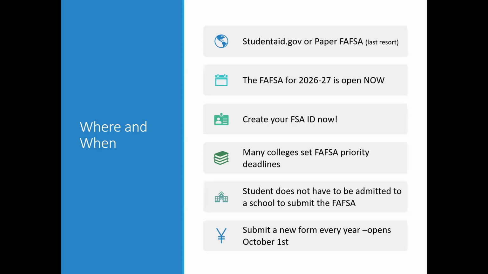Many colleges do set a FAFSA priority deadline. So again, make sure that you know the priority deadline if your college has one, and make sure that your FAFSA is in before then. The student does not have to be admitted to the school to submit the FAFSA. So again, you can add schools that you are interested in to your FAFSA form and they will get the information. And you're going to submit a new form every year. So again, the FAFSA will open up by October 1st each year. And so the FAFSA covers one academic year at a time.